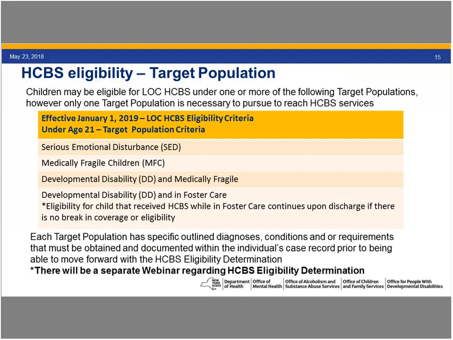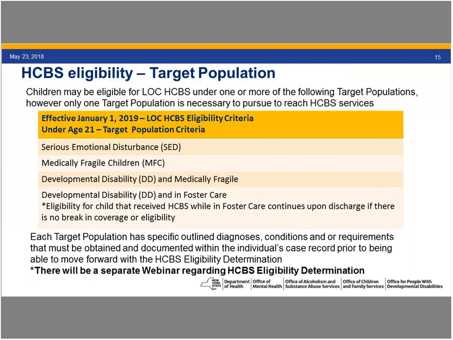Children who may be eligible for LOC HCBS under one or more of the target populations. However, it's only necessary for the care manager, the independent entity, to pick one target population to pursue HCBS. And here are the target populations for the launch of January. Again, the child has to be in Medicaid under the age of 21 and meet one of these target populations. As I mentioned, this is all outlined in our appendix that you'll have access to.